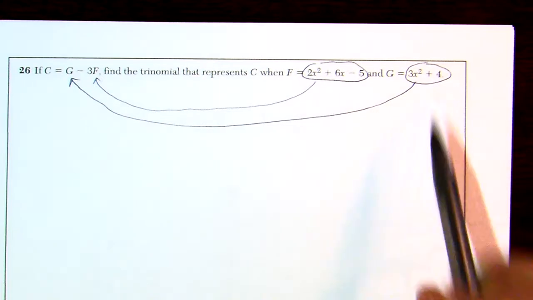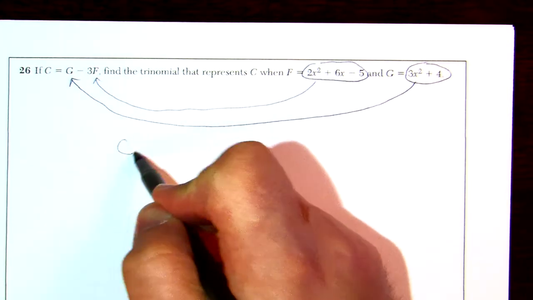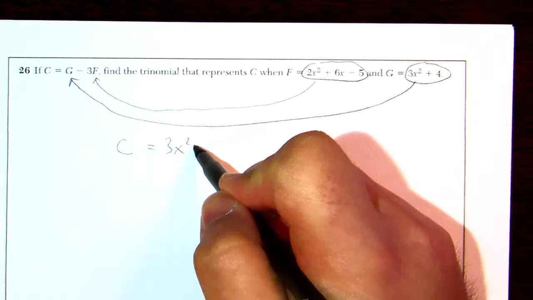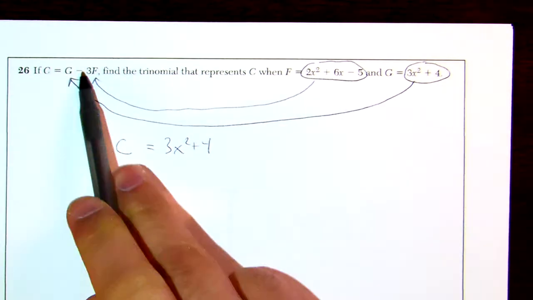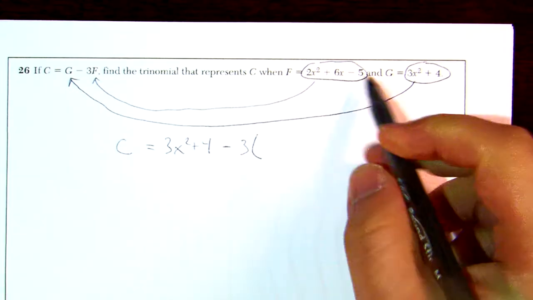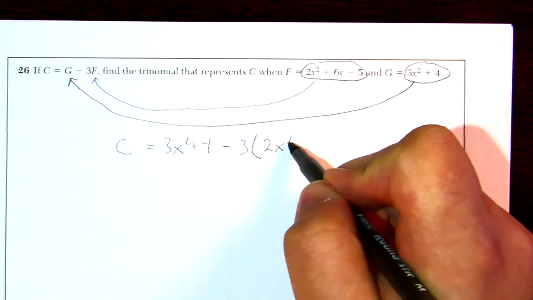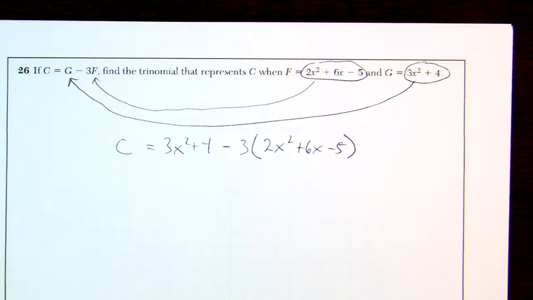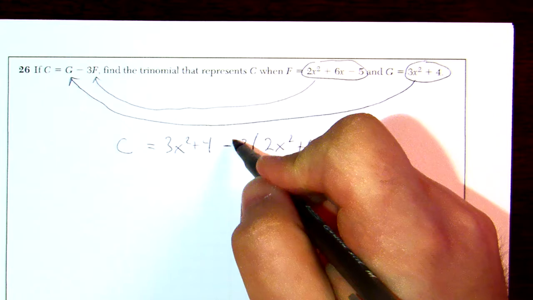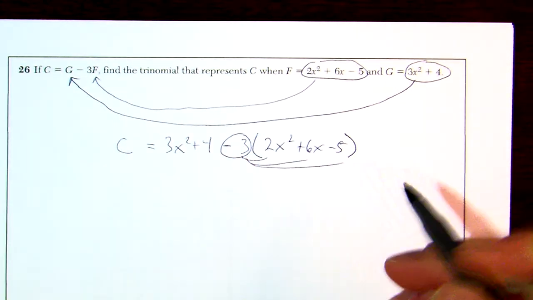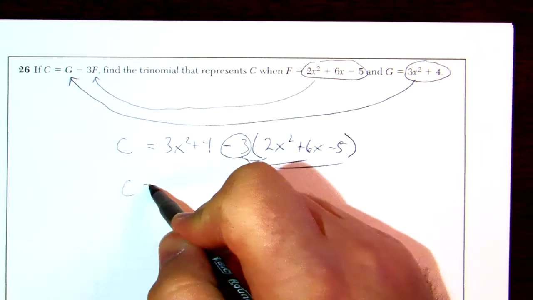So I see the 3x squared, so c equals the 3x squared plus 4, minus 3 times my f, which is 2x squared plus 6x minus 5. So it looks really big, and it is, but it's definitely solvable. I see I'm going to have to distribute. I'm going to circle the sign in front. So I'm going to rewrite what I have to the left here.